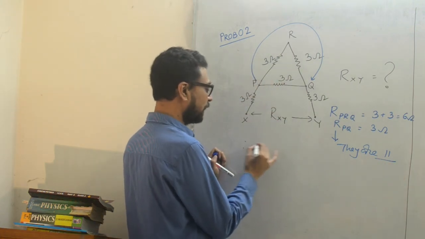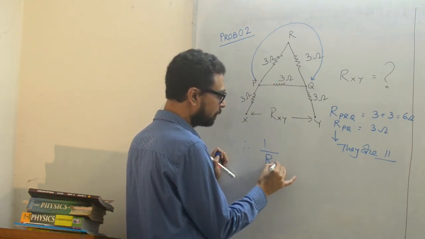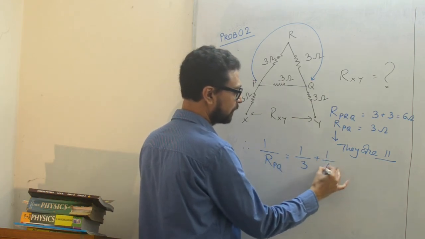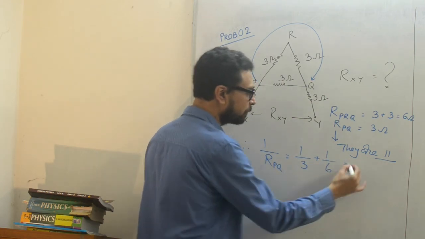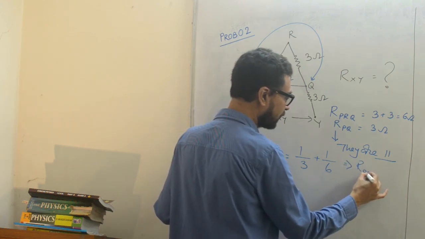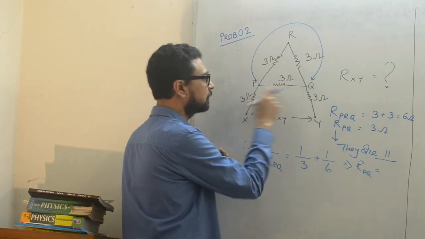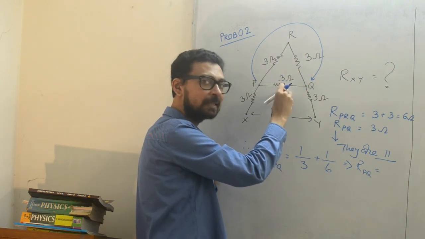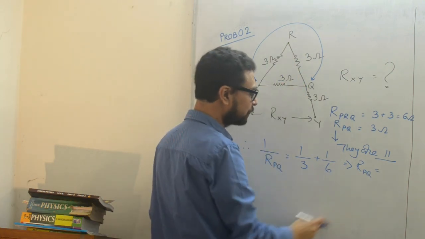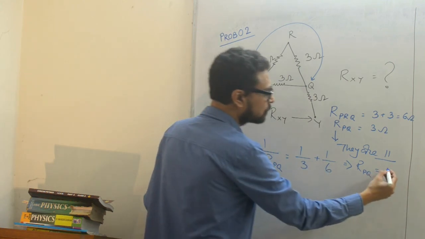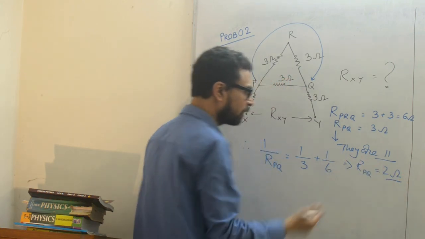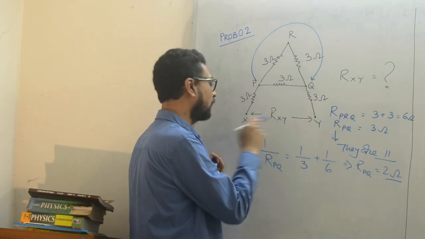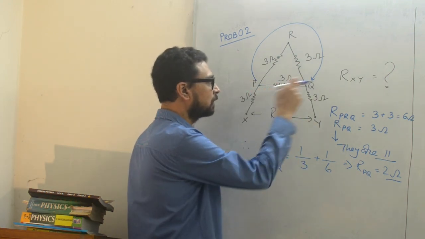Okay, so I can write 1 by RPQ is equal to 1 by 3 plus 1 by 6, and from here you can easily write the resistance between this arm. Now these all resistances will collapse to PQ. There will be nothing else. So RPQ is 2 ohm.